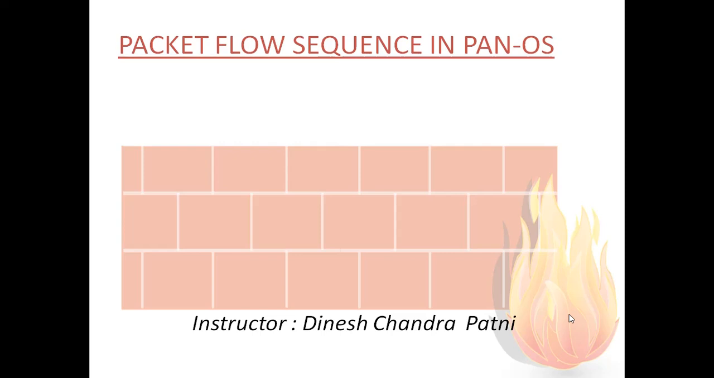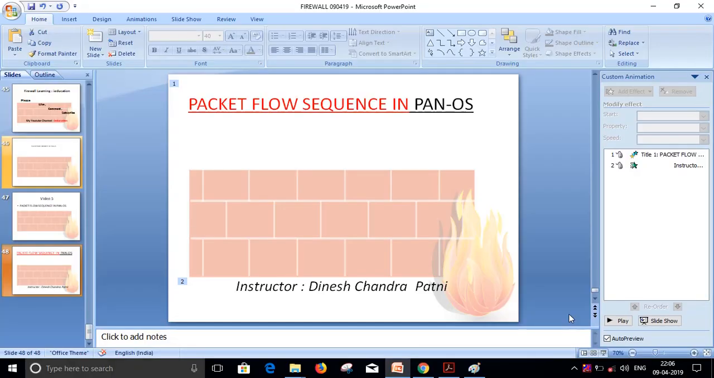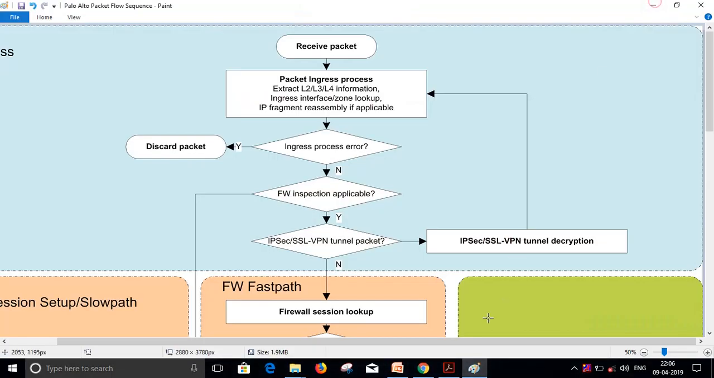So I am going to start this topic. Here is a chart which describes all the steps whenever a firewall receives a packet. Whenever a firewall receives a packet, the packet ingress process is done. It includes extraction of layer 2, layer 3 and layer 4 information. Ingress interface zone lookup is done. IP fragment reassembly, if applicable, is done.